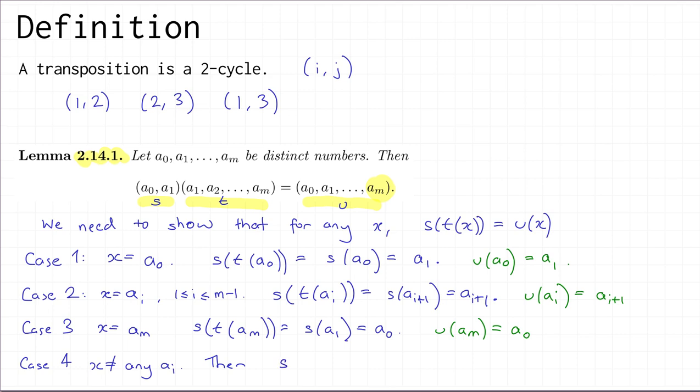So in this case, s of t of x would be s of x, and that will be x again. And similarly, u of x is equal to x. Okay, so we've checked that in all possible cases, s of t of x is equal to u of x, and that means st is equal to u. So we've proved this claim.